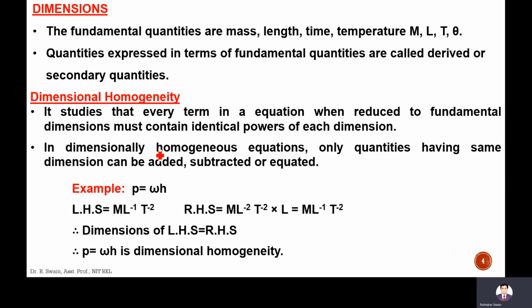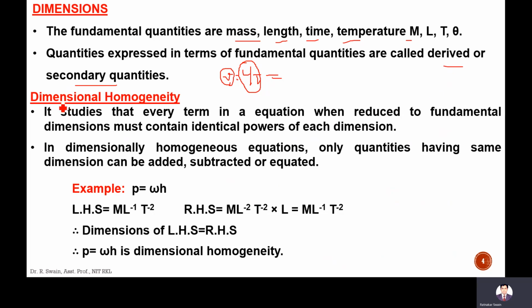We know the fundamental dimensions, fundamental quantities: mass, length, time, temperature, that is M, L, T, theta. The quantities expressed in terms of fundamental quantities are called derived quantities or secondary quantities. Like velocity is length per unit time. The velocity depends upon the fundamental quantities length and time. So velocity is called a secondary quantity or derived quantity.